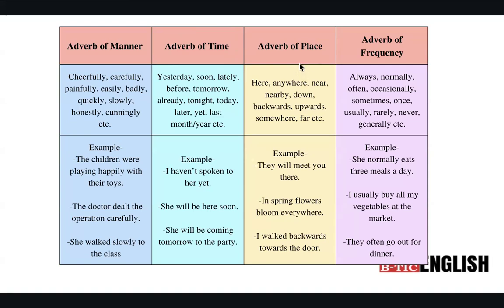Adverb of place, here, anywhere. And if I ask you, where do you live? You can say, I live across the street, or I live opposite to the mall. I live near the bank or next to the bank. They're known as adverb.